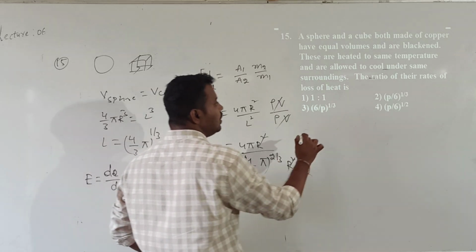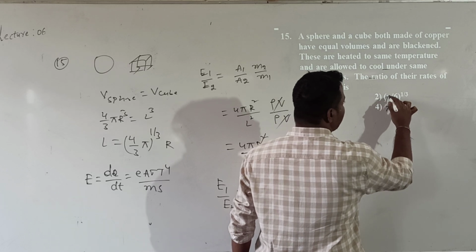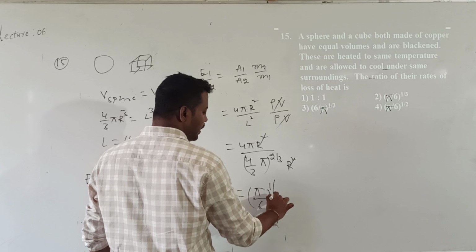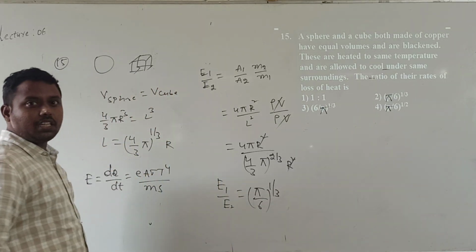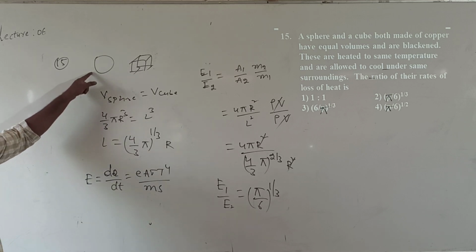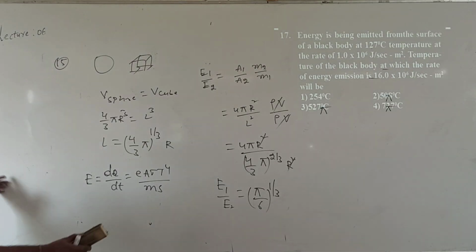In the options, there they get pi, it is not p. All options are in pi. So then pi by 6 whole power 1 by 2. That is the ratio of heat loss of which one? Sphere and cube. Okay? This is question number 15. Next, question number 17.